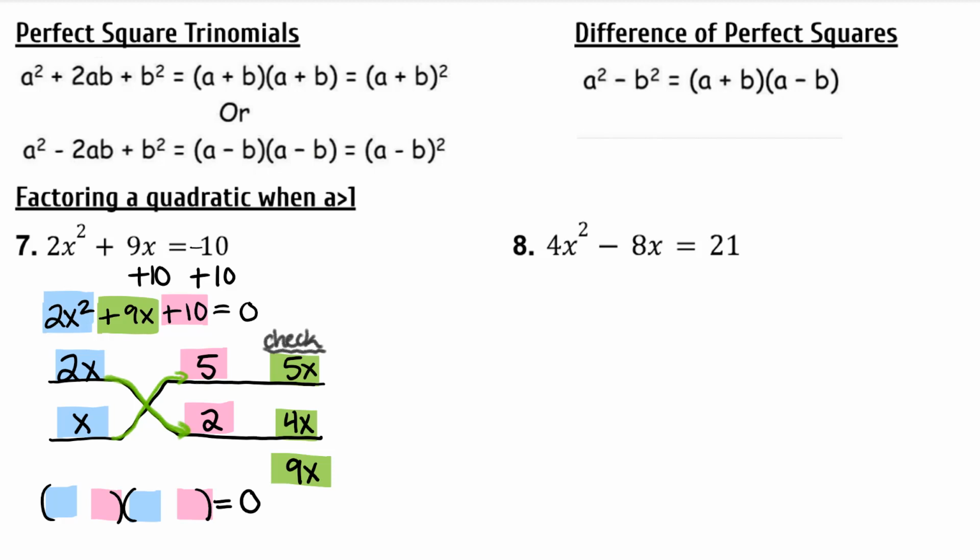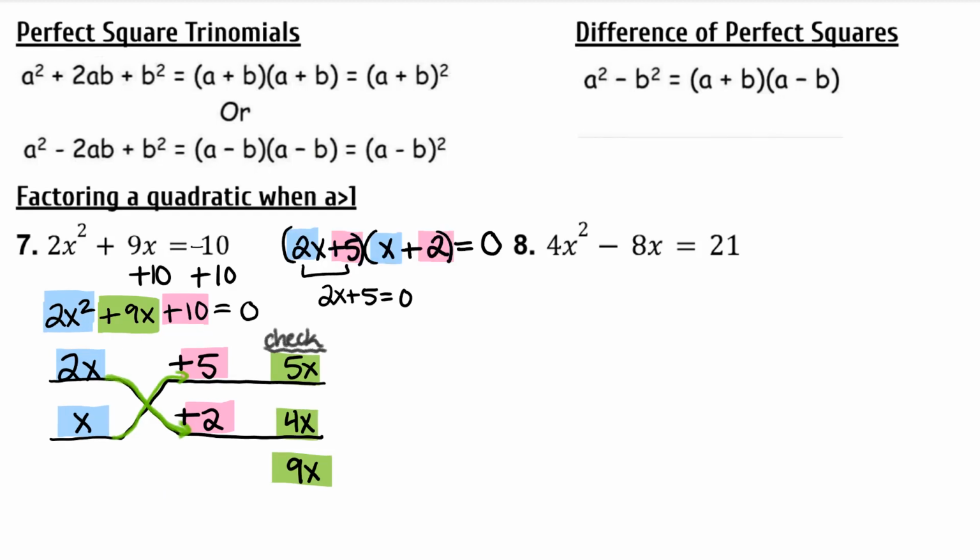To get +10, 5 and 2 would need to be the same sign, so both positive or both negative. Because they needed to add up to be +9, these will both be positive. It's a +5 and a +2. So we have top row times bottom row. Now use the zero product property to solve. And we have our solutions for this quadratic equation when a is greater than 1.